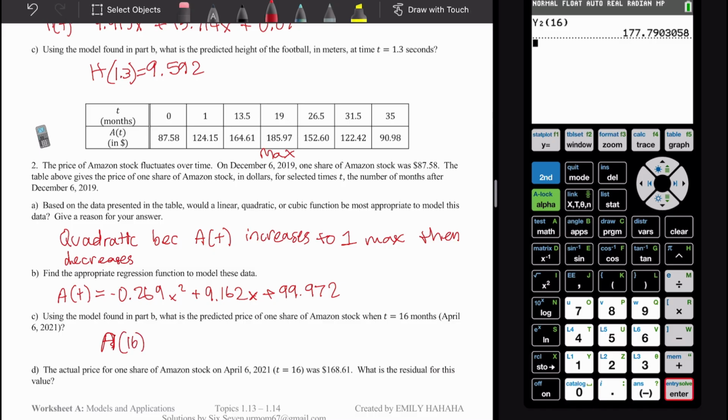Go to 16 months, t is equal to 16. That gave us 177.79. And this is in dollars. Looking back at this, we can put the dollar sign up front.